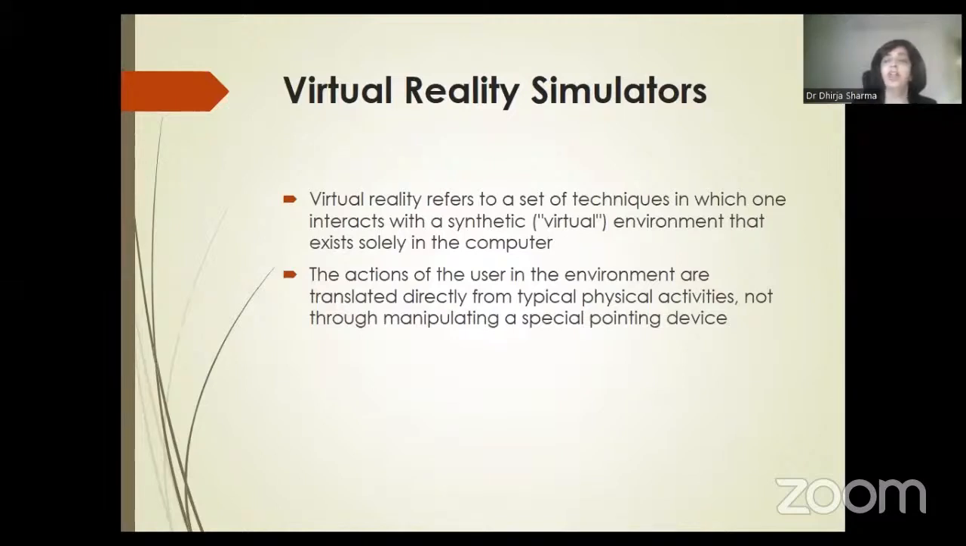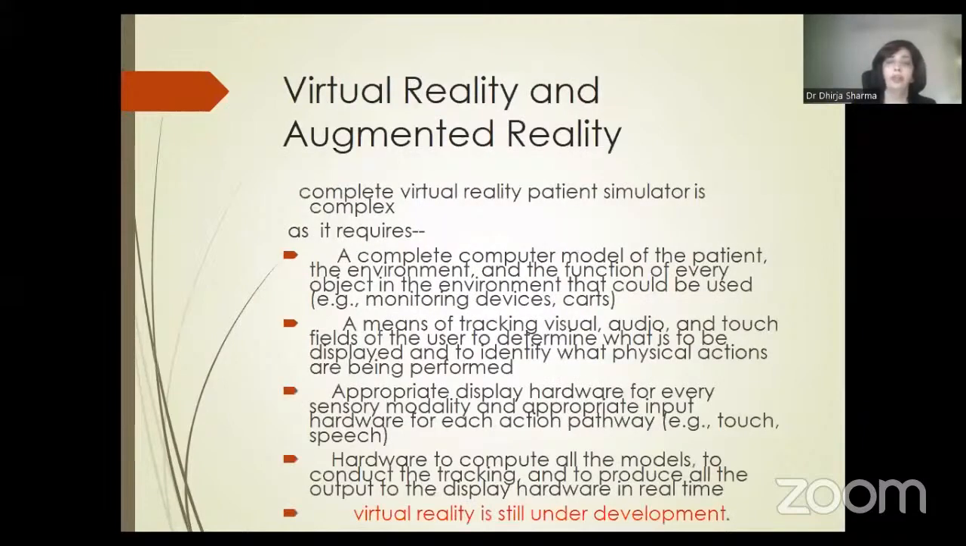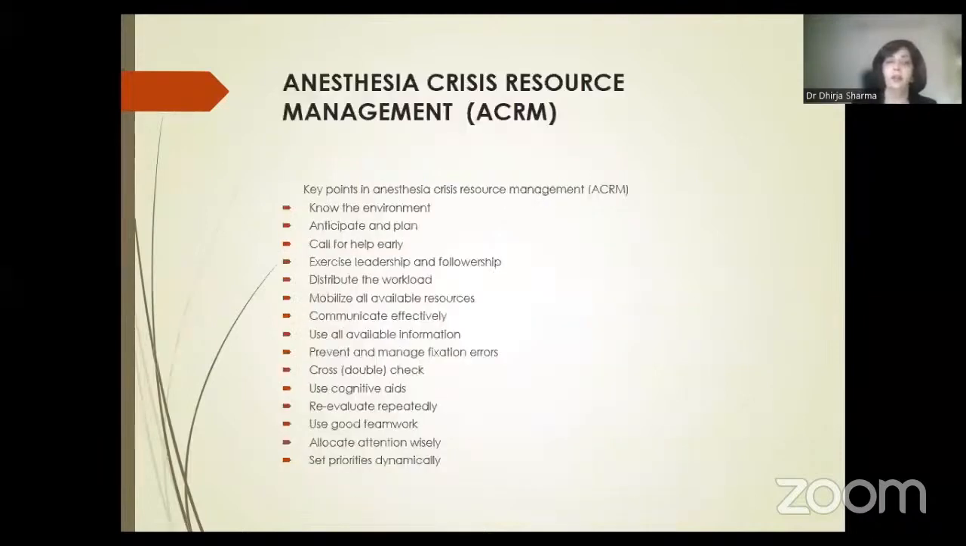So when the user moves their hand or performs a procedure, that is what is taken as the action, and not a specific thing done to a pointer device. A complete virtual reality simulator is a complex entity, as it requires a complete computer model of the patient, the environment, and the function of every object in the environment. There should be a means of tracking the visual, audio, and touch fields. Appropriate display hardware for every sensory modality needs to be given, and hardware to compute all models and conduct the tracking. So virtual reality is still under development.